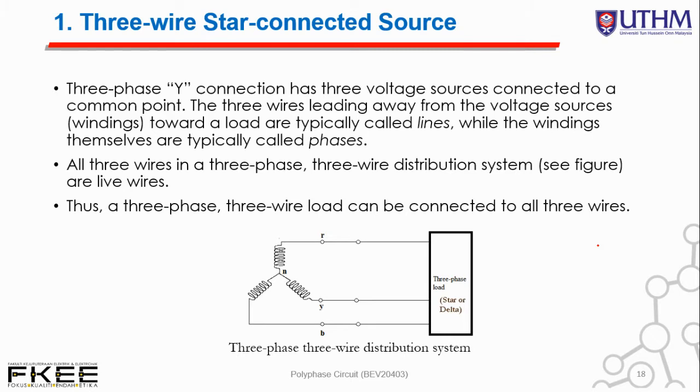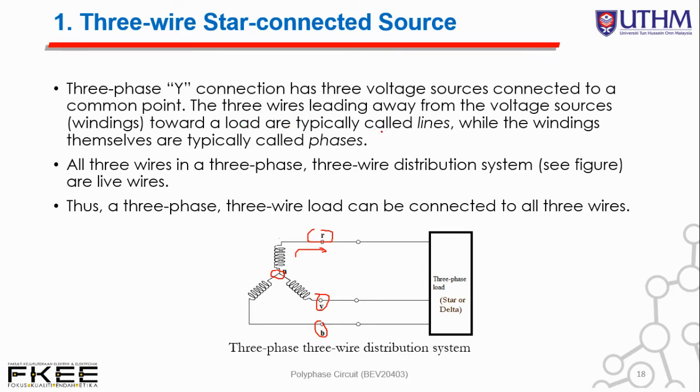Alright, 3-wire star connected source. So Y connection or star connection has 3 voltage sources. This is what we have discussed earlier. So we have one common point to connect all the 3 phases R, Y as well as B, with the 3 wires leading away from the voltage source windings.